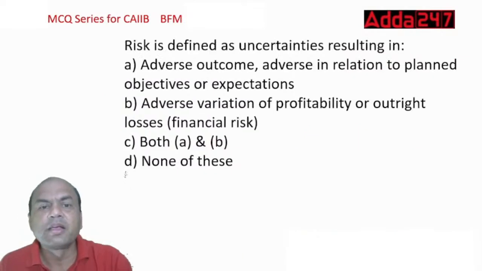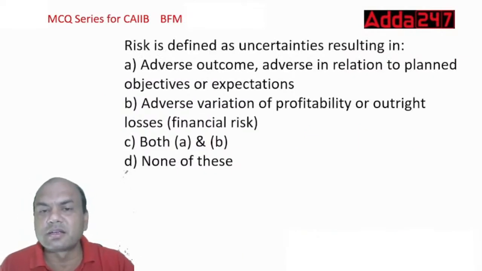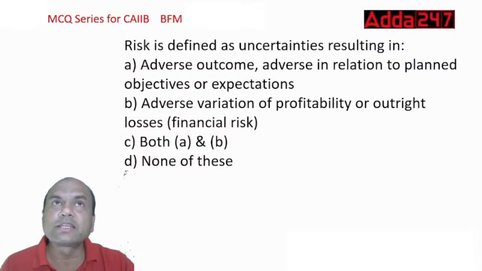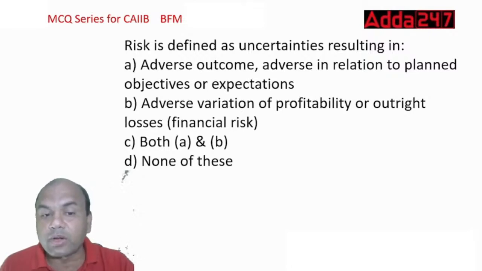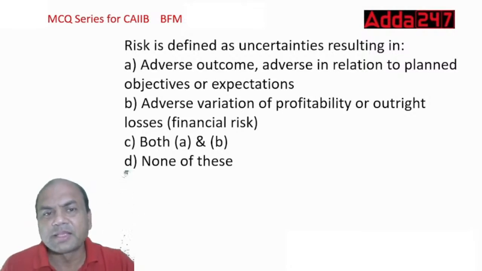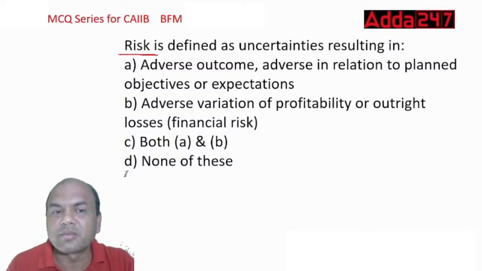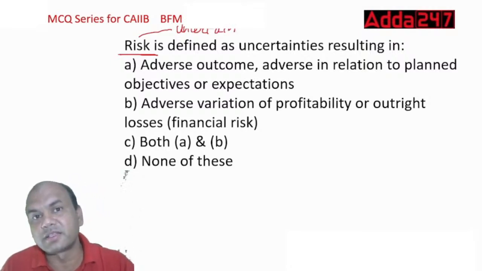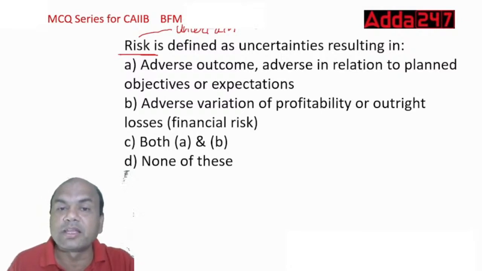Risk is defined as uncertainties resulting in adverse outcome, adverse in relation to the planned objective or expectations. Now this is simple. Adverse variation of profitability or outright losses, both A and B, and none of these. See, risk means what? Uncertainty. Basically, remember, risk means uncertainty. But uncertain in what direction? In your unfavorable direction. Anything in your unfavorable direction is a risk.